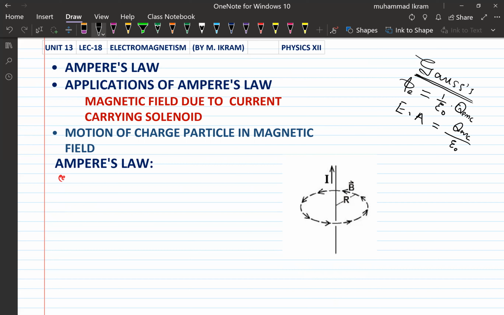So if you remember, I told you that if the charge distribution is known, then we can calculate the electric field intensity. In the same way here, this is exactly matching to that, but that was for the surface and this is for the line. There you were constructing a Gaussian surface. Here you will be constructing the Amperian loop.